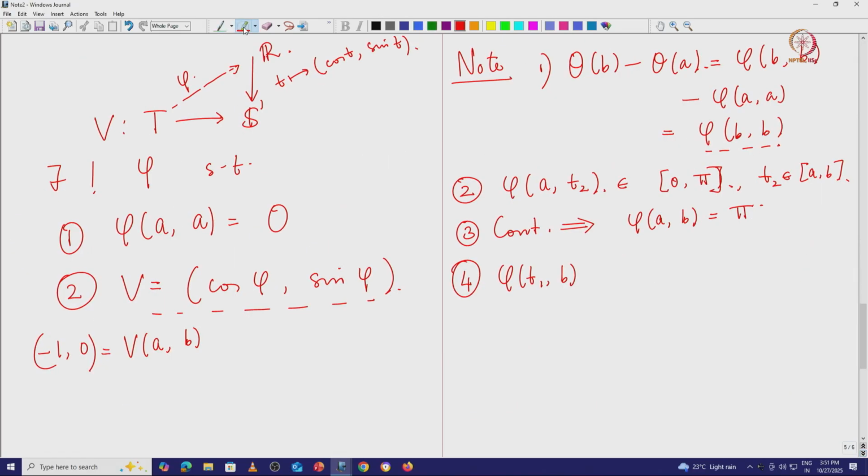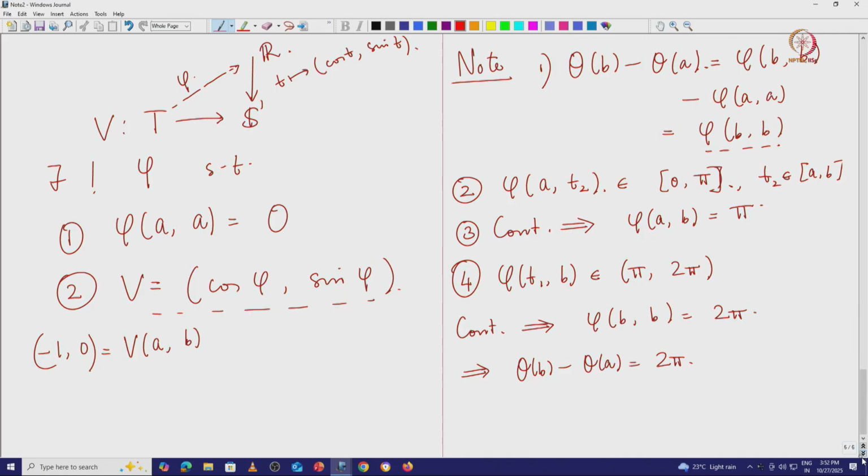So clearly this angle is going to be between pi and 2 pi. So again by continuity this implies that as you let T1 approach a, T1 approach b, phi of b comma b is going to be 2 pi, but by the first observation this implies that theta b minus theta a is 2 pi, and we are done. So this completes the proof of the rotation angle theorem for smooth curves.